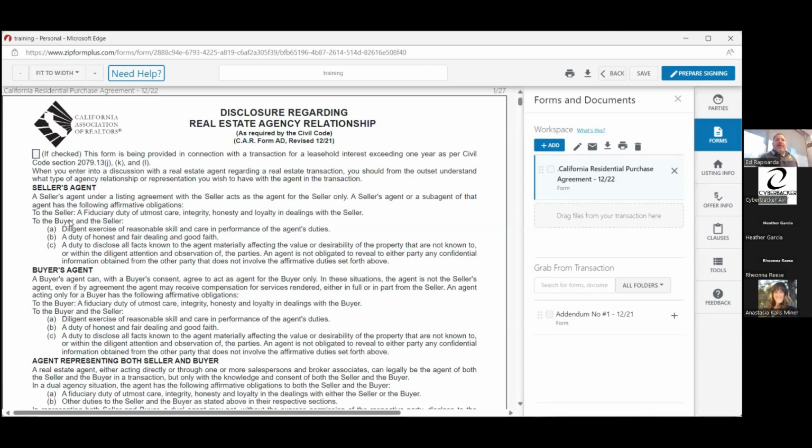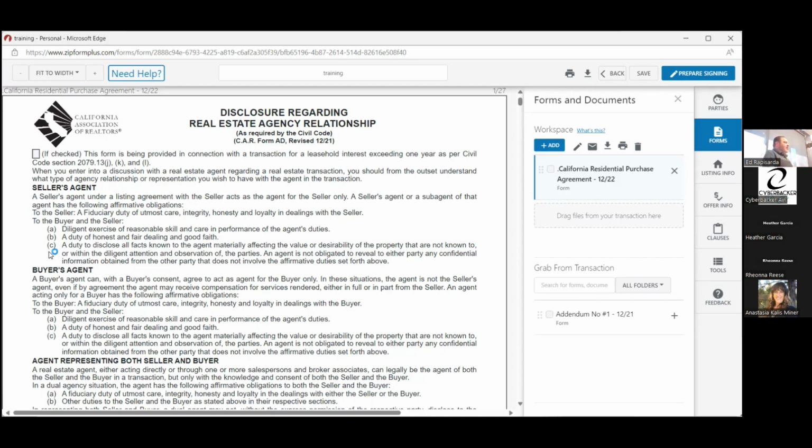It also says that to the other party, diligent exercise of reasonable skill and care in performance of the agent's duties, a duty of honest and fair dealings in good faith, and a duty to disclose all material facts affecting the value or the desirability of the property, of things that you know or should have known.